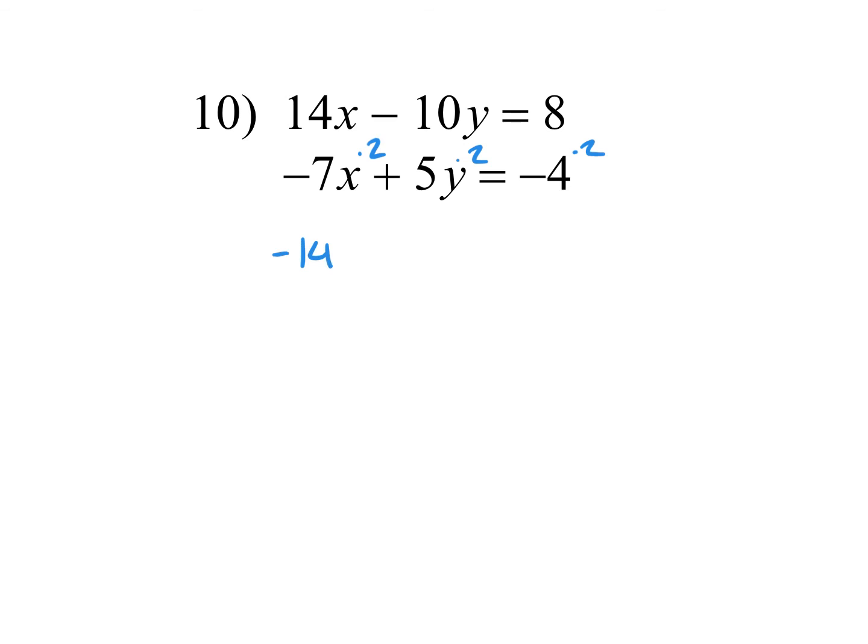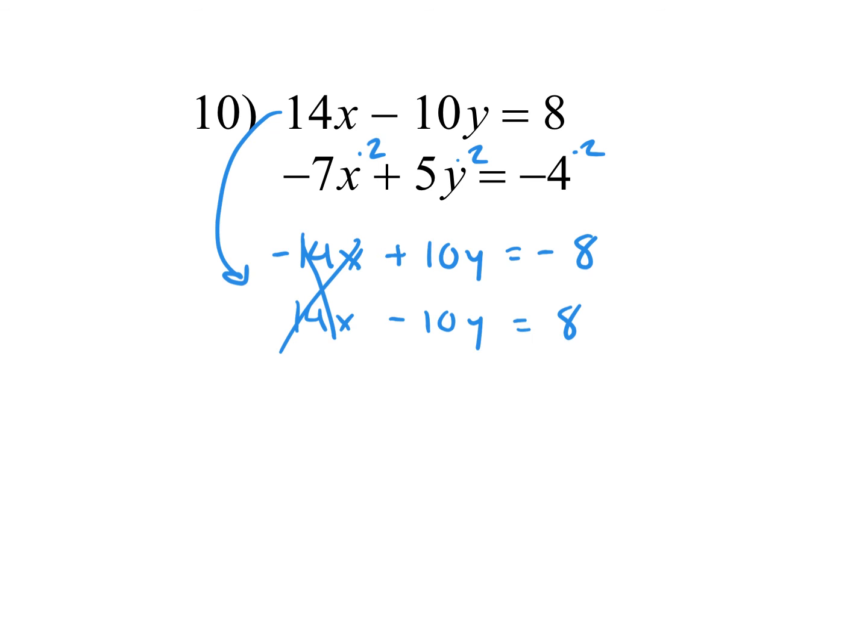So this becomes negative 14x. What's 5y times 2? 10y. And negative 4 times 2? Negative 8. I'm just going to rewrite the top equation right below it. So 14x minus 10y is equal to 8. The x's cancel out. What happens to the y's? They also cancel. So I'm just left with nothing. On the left side, I have 0. And what's negative 8 plus 8? 0. So what's my answer when I get 0 equals 0? Infinitely many solutions.